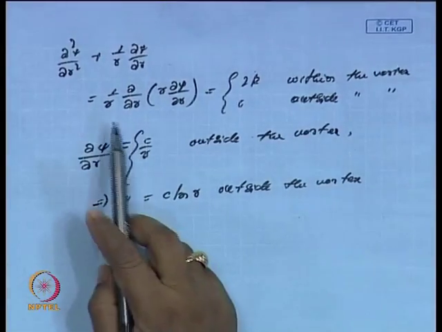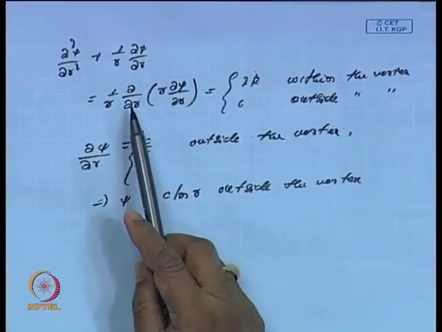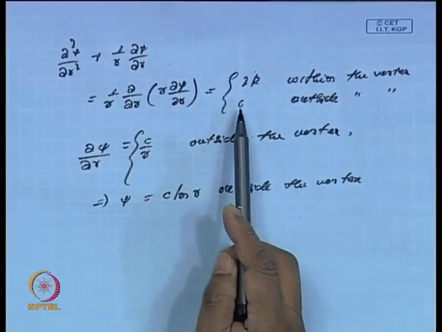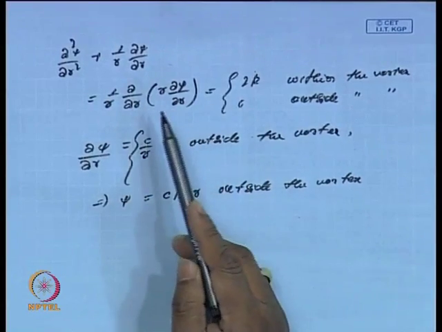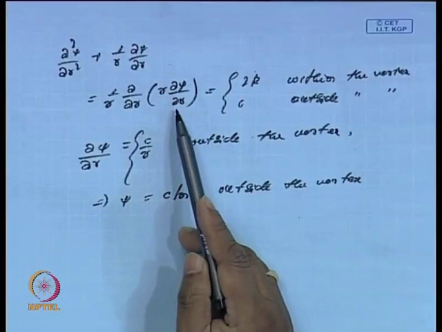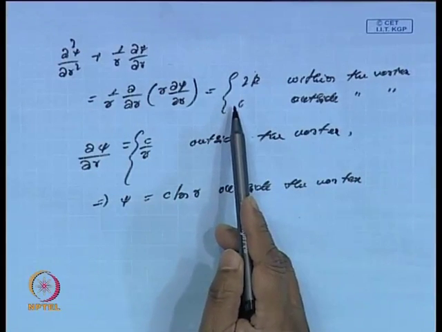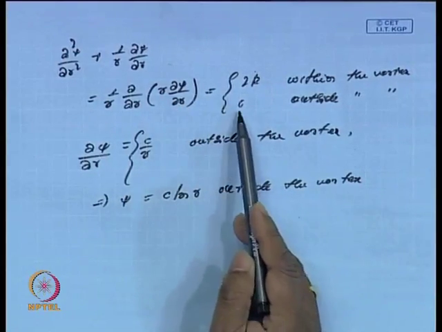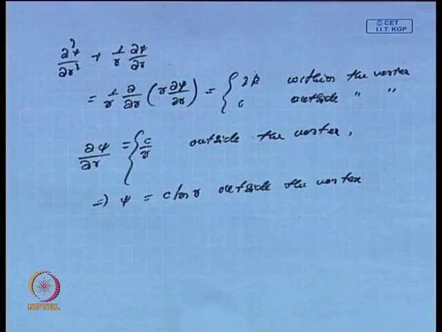This is very obvious: if you take 1 by r del by del r of r del psi by del r, it is 0. So if you integrate with r, you get some constant, so r del psi by del r will be a constant. That means del psi by del r will be a constant divided by r, that is c by r, and so psi is equal to c log r outside the vortex.